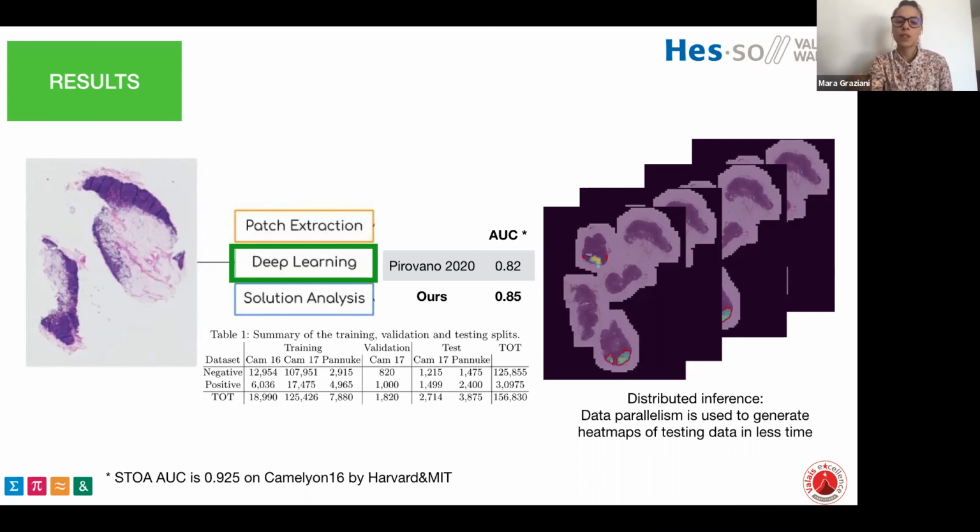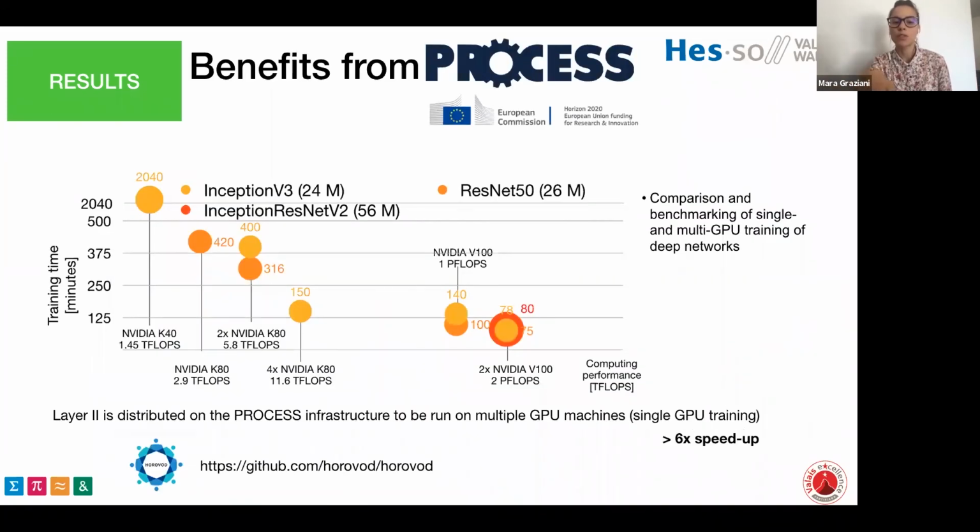To do this, we also, as I was saying, used the Horovod library developed by Uber to parallelize network training over multiple GPUs. And this was nice because we could actually check if we could improve the efficiency of network training by parallelizing the training with multiple GPUs. And we benchmarked our models with different strategies and GPU types.